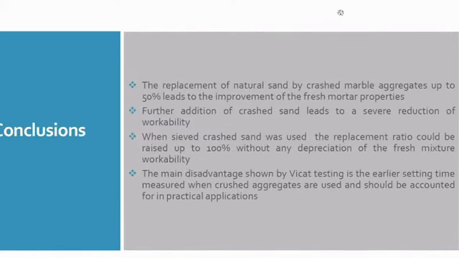So concluding, the replacement of natural sand by crushed marble aggregates up to 50% leads to the improvement of fresh mortar properties. Further addition of crushed sand leads to severe reduction of workability. When sieved crushed sand was used, the replacement ratio could be raised up to 100% without any depreciation of the fresh mixture workability. The main disadvantage shown by Vicat testing is the earlier setting time measured when crushed aggregates are used, and that should be accounted for in practical applications.